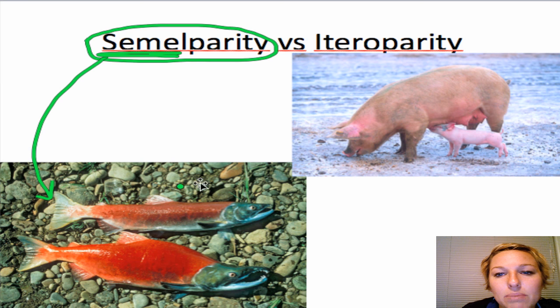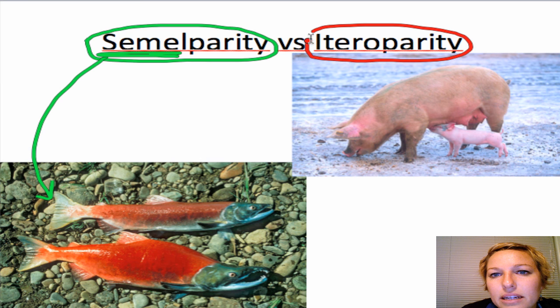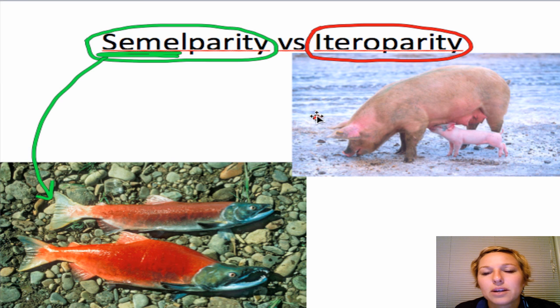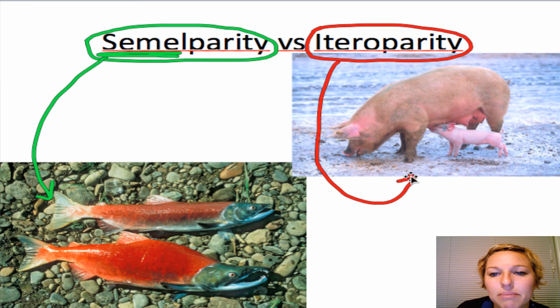So the salmon go upstream to lay their eggs, and then they're so worn out and depleted that they die. The opposite would be iteroparity. Okay, so iteroparity, "itero" means repeat. So iteroparity would be like mammals.